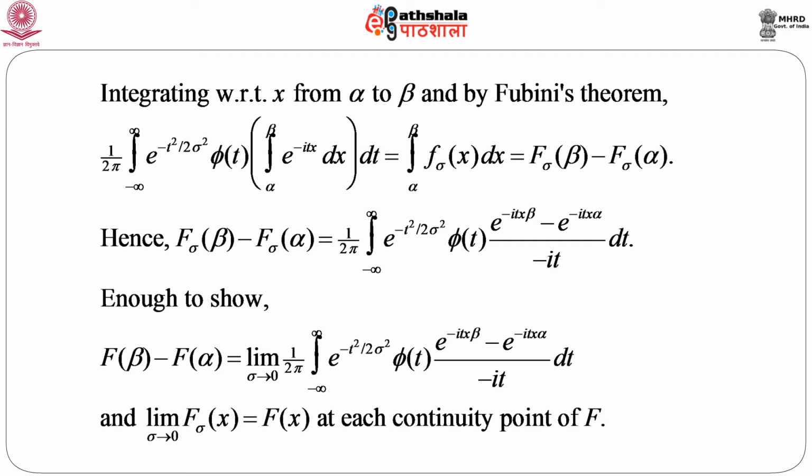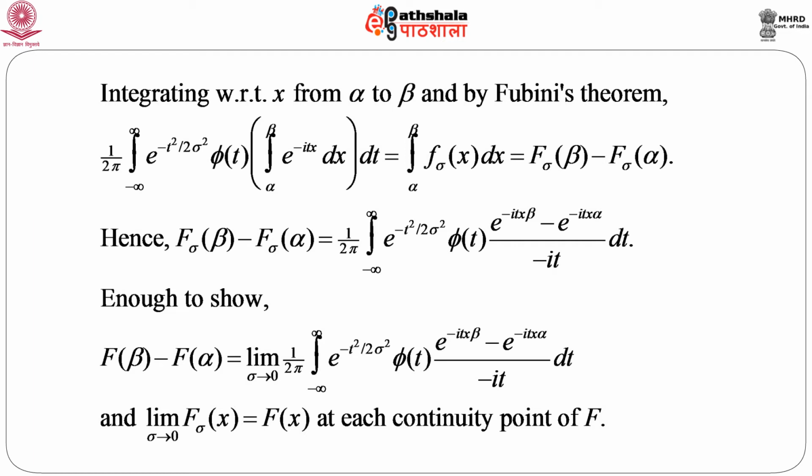Now, the only thing is, here is the presence of sigma square, but all we want to show is something in terms of only f, not in terms of f sigma. So, if we can derive somehow from this expression how to get capital F beta or capital F alpha, or maybe their difference, we are through actually.